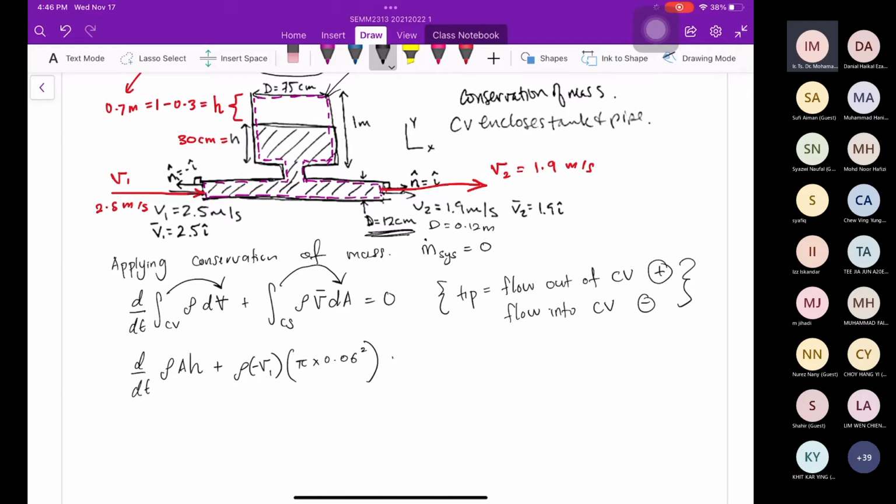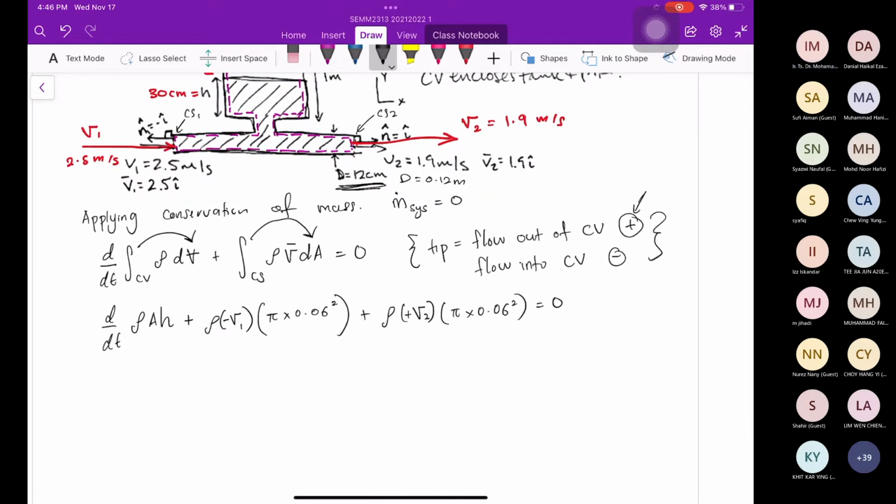Plus, how many surfaces? You have V1, this is control surface at 1, and this is control surface at 2. So rho times velocity at 2. You can see velocity 2 is out of the control volume. Moving out of the control volume, it is positive. So positive here, multiplied with the area, which is the same, pi r squared, equal to 0.